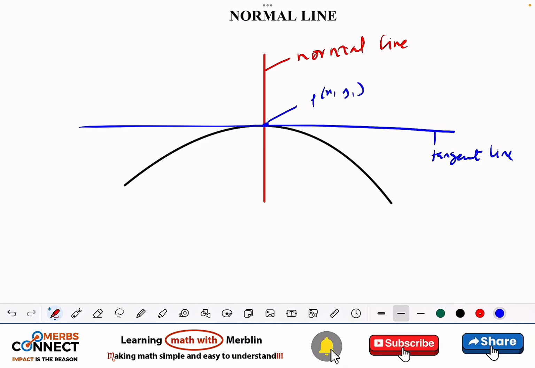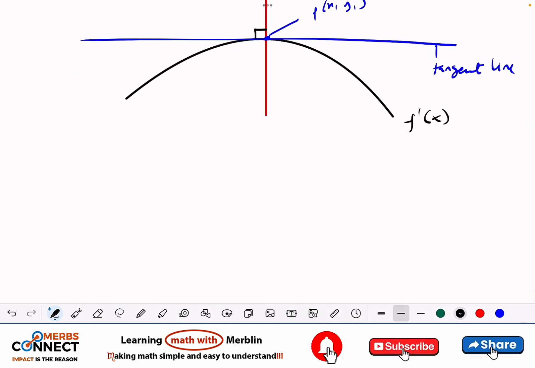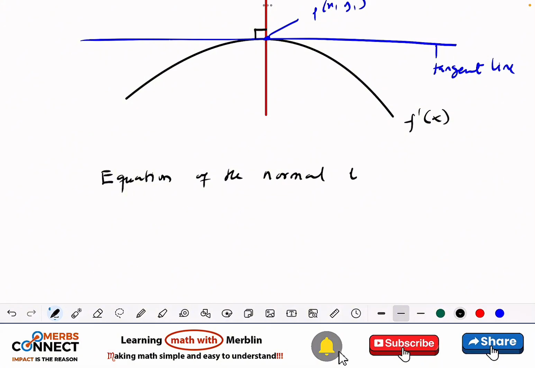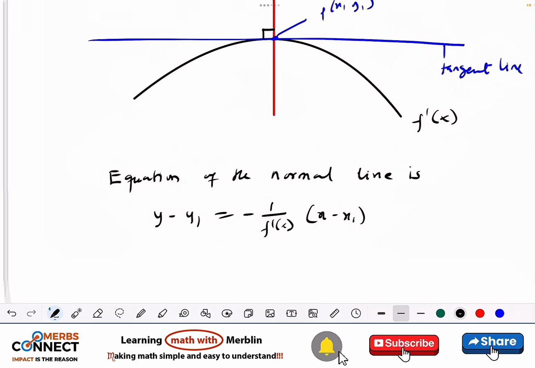Now what happens here? We can see that this tangent line and normal line are perpendicular to each other. So it means that for the slope of the curve, which is f prime of x, we are going to take the negative reciprocal of that. So the equation of the normal line is y minus y1 is equal to negative 1 divided by f prime of x, times (x minus x1). So you see that they are almost the same.